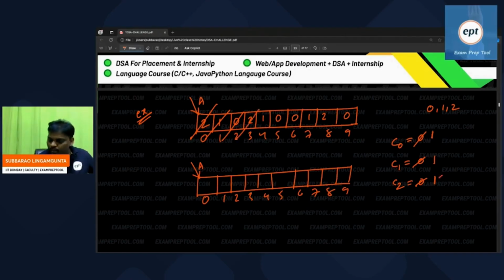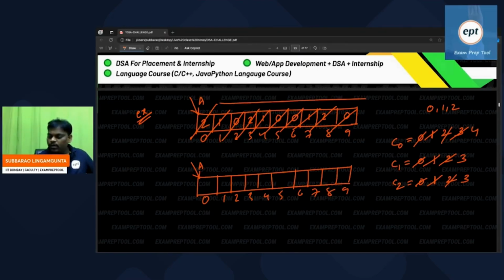2 comes, increment. 1 comes, increment. Zero comes, increment. Zero comes, increment. 1 comes, increment. 2 comes, increment. Zero comes, increment. So like that. Totally 4 plus 3 is 7, 7 plus 3, totally 10 elements. After incrementing, one scan is over.